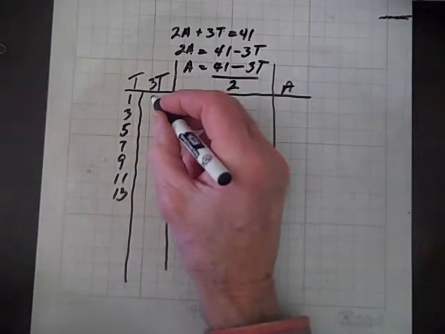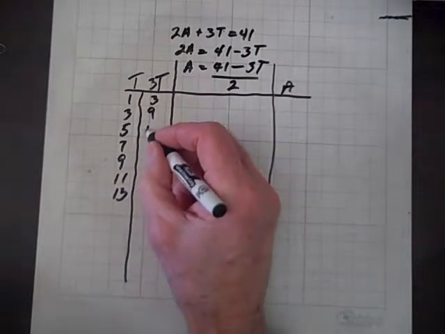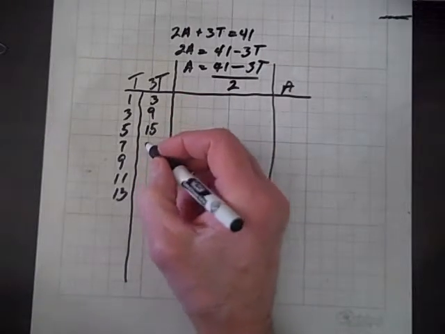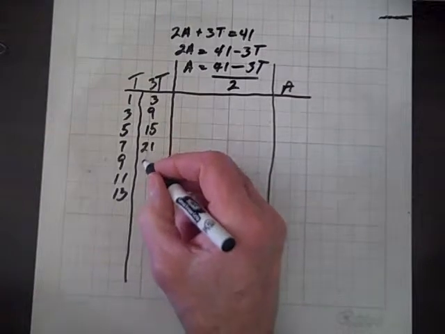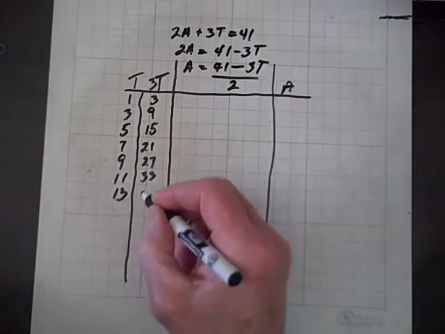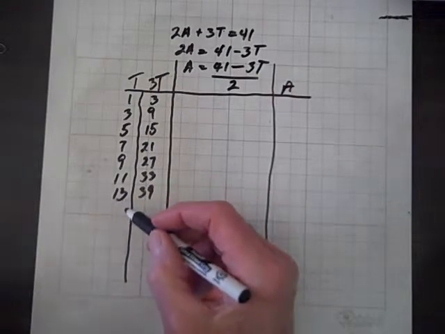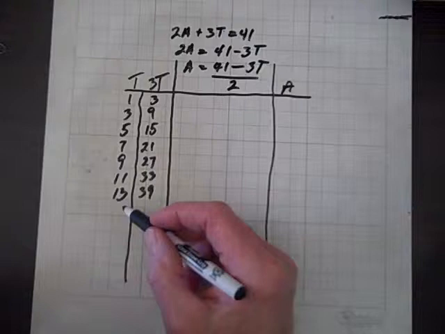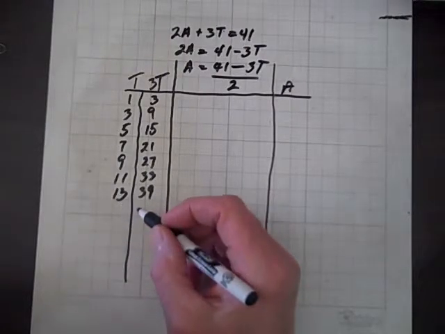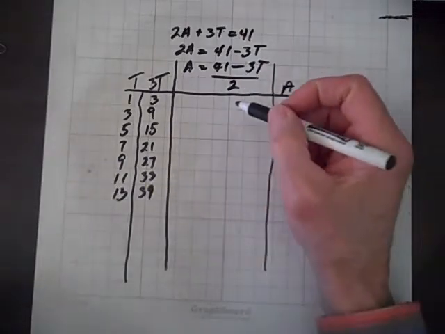And if we triple 1, we get 3. Triple 3, we get 9. Triple 5, we get 15. Triple 7, we get 21. 27, 33, 39. And if we have a number larger than 13, we'll have a product larger than 41. So we'll stop right there.